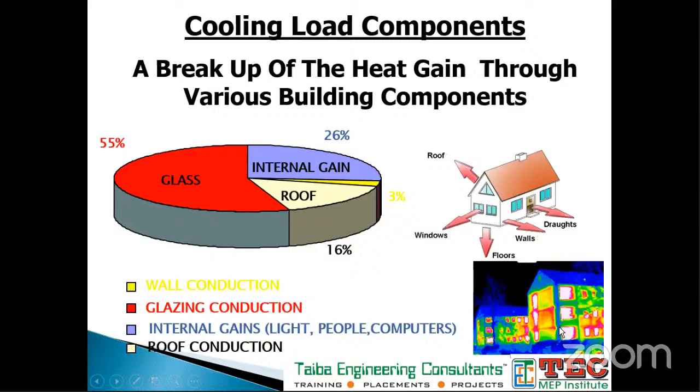And this is the thermal imaging image of a building, which clearly depicts that this color shows the window, and you can see a high amount of heat ingress is through the windows. So try to get efficient glass so that we can reduce this heat ingress. And then internal gain because of light, people, computers. For tall buildings, you may have higher heat gain through walls, and for flat buildings, you may have higher heat gain from the roof.